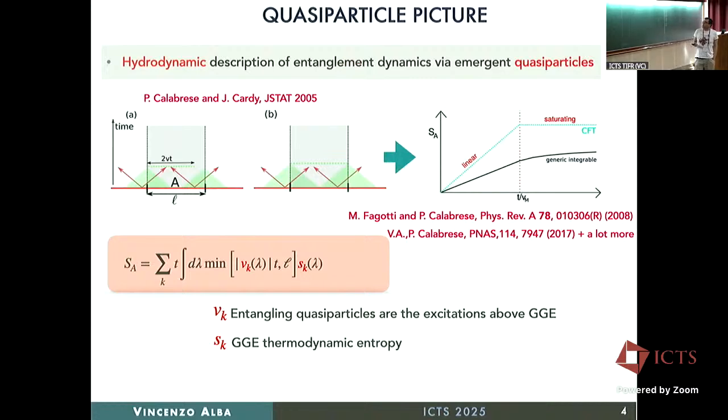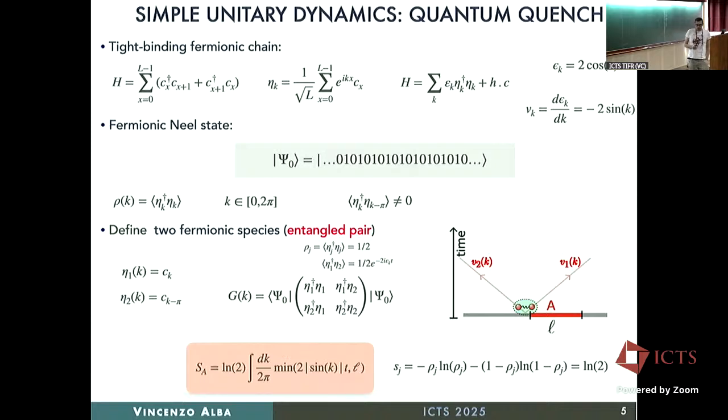Okay. Now, so how do you understand this formula? A good rule in life is that when you want to understand something, you consider the simplest setup that you can imagine. And here, the simplest setup you can imagine is a chain of hopping fermions on a ring, which you can diagonalize by going to Fourier transform. You can compute the dispersion, and then the group velocities.